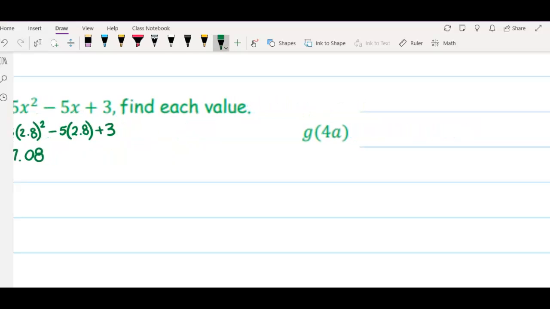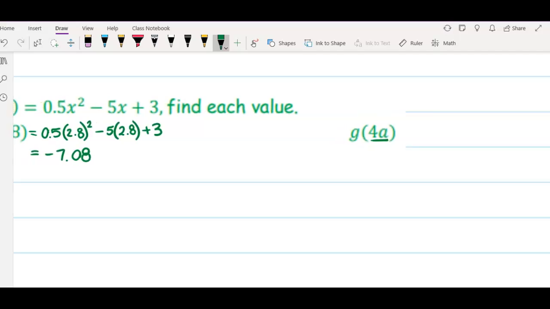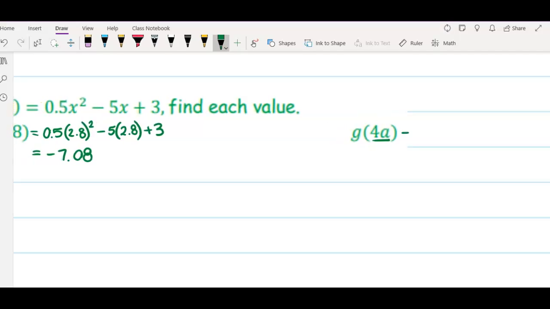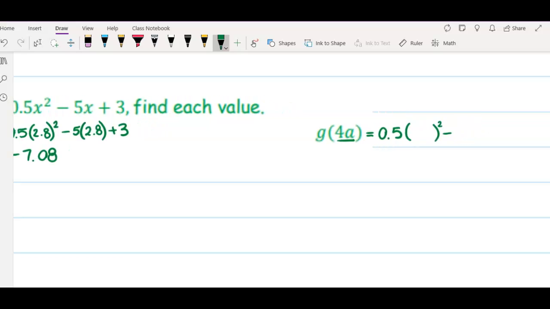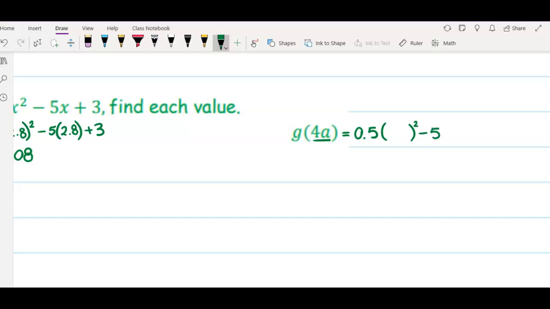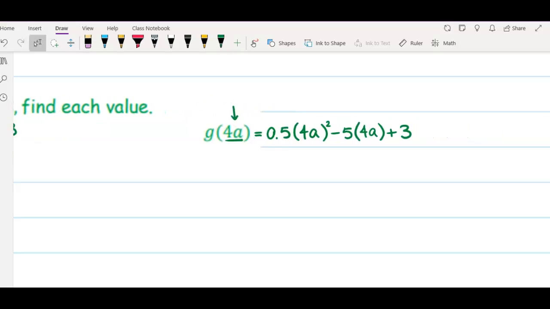Sometimes when we're evaluating, we're not going to be able to use the calculator because we're going to be inserting a variable. But just like we started before, we're going to simply rewrite g of x, but every time I get to an x, I'm going to insert parentheses, and I'm going to replace that x value with, in this case, 4a. Sometimes I like to write the whole thing first, and now I'm going to go back with 4a. And we simplify.